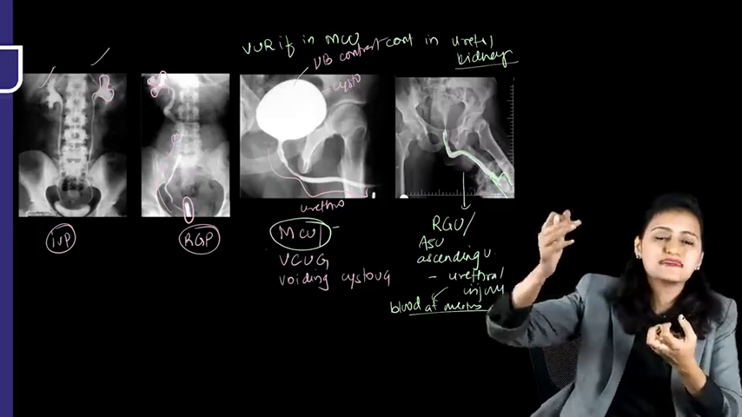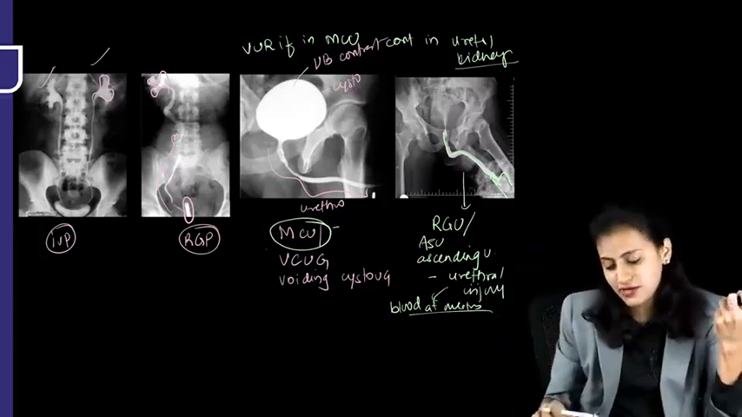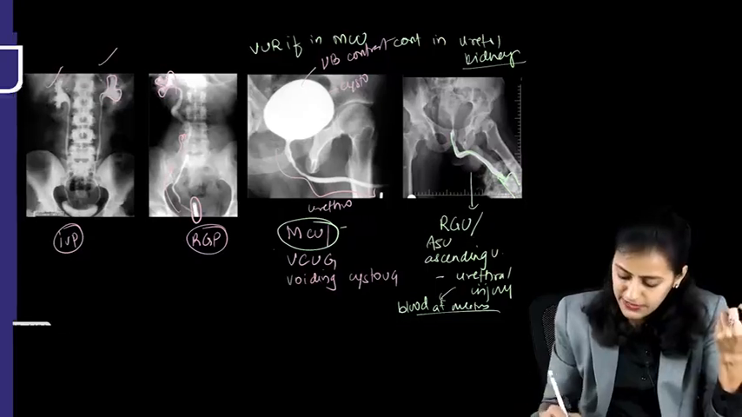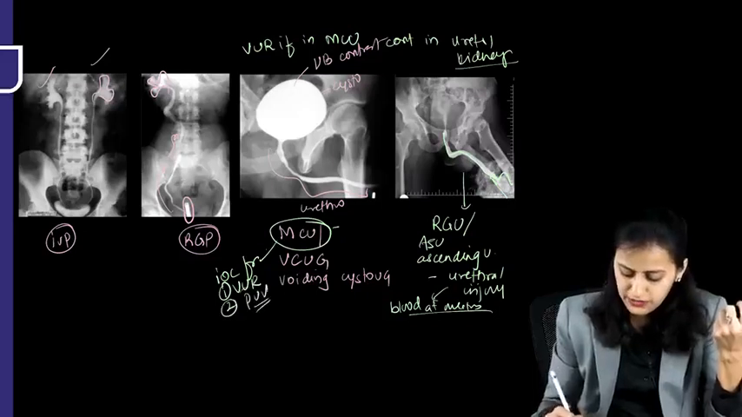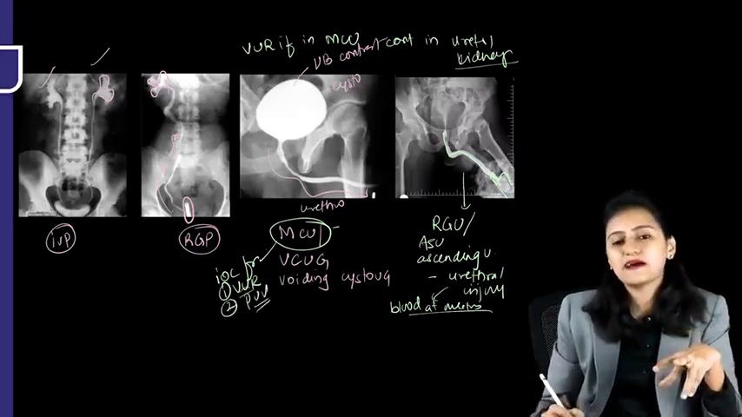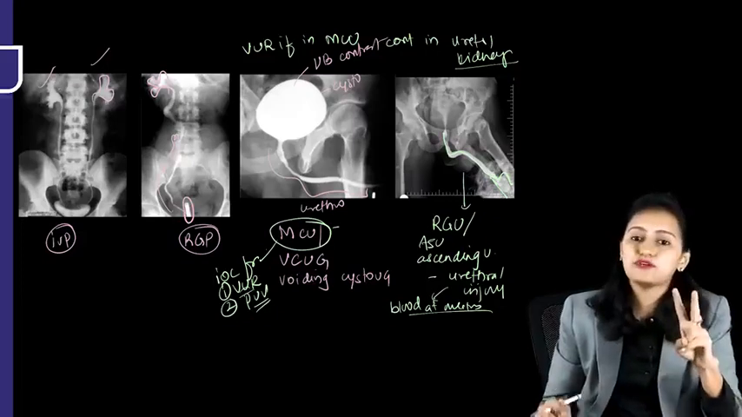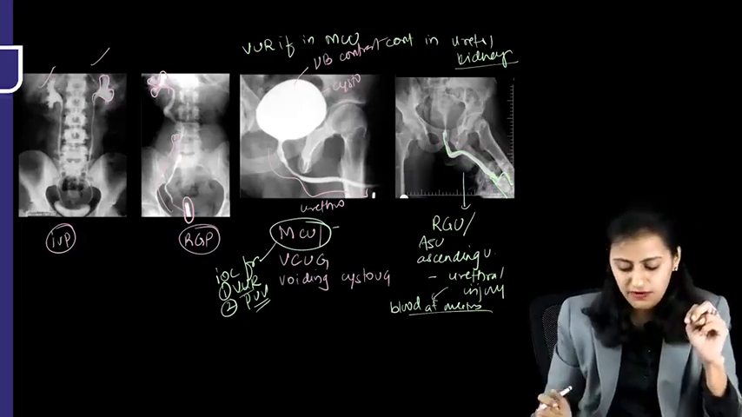If it is going back, that means there's a reflux. And also remember that MCU is the investigation of choice for which two conditions? VUR and PUV. The VU and the UV containing pathologies, VUR and PUV, that is posterior urethral valve.